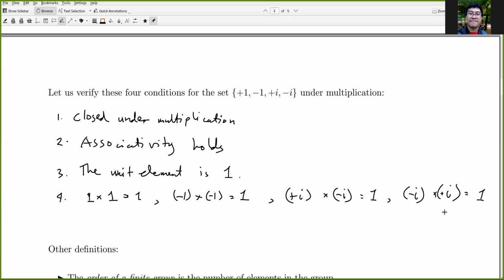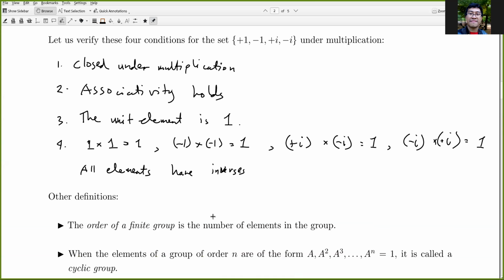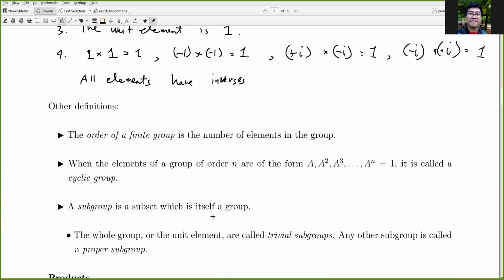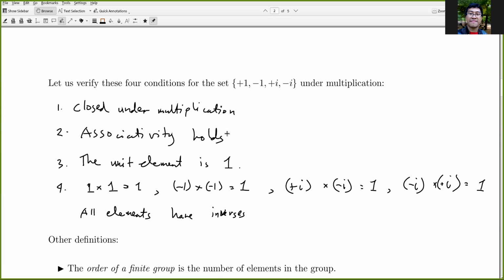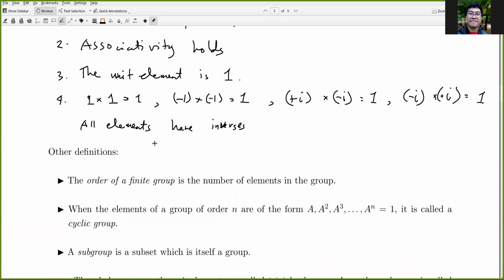So all of the elements have inverses. 1 has an inverse 1, negative 1 has an inverse negative 1, plus i has inverse minus i, and minus i has inverse i. So all elements have inverses. Each of them has its own inverse. So this set under multiplication is a group.